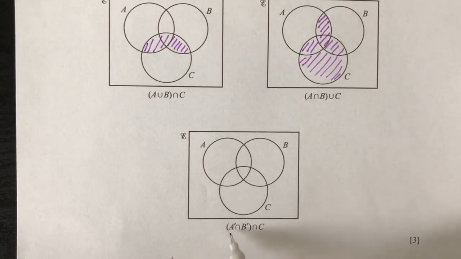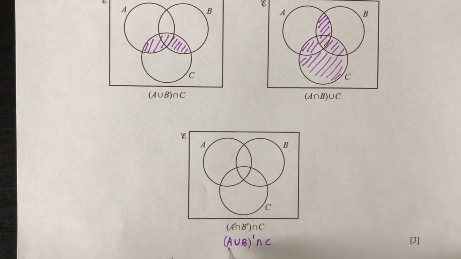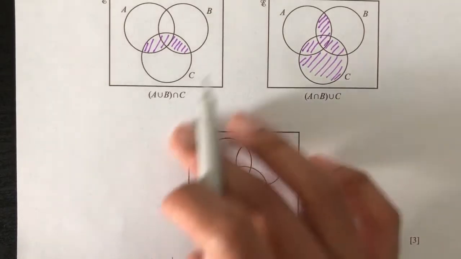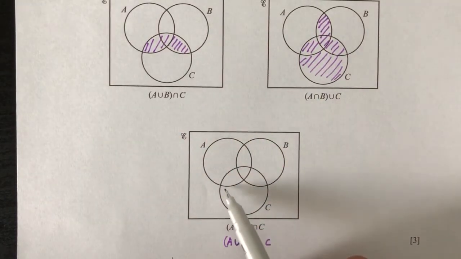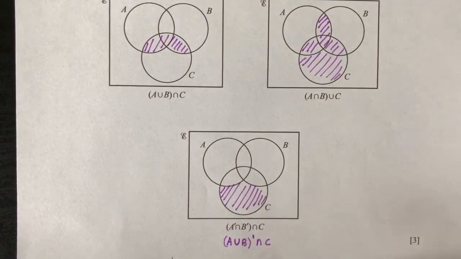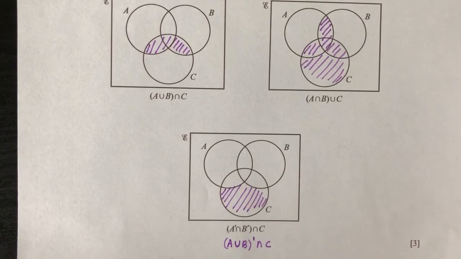Okay. And for the last one, we have A prime intersecting with B prime intersecting with C. So what we can do, we can take out the prime first. If you take out the prime, A becomes union B, and prime will be outside, intersecting C. So what is this? A union B prime is outside of A and B, intersecting with C, will be this part right here. That is your answer for part 3. That is question number 1.